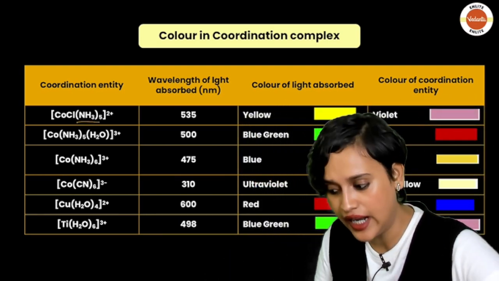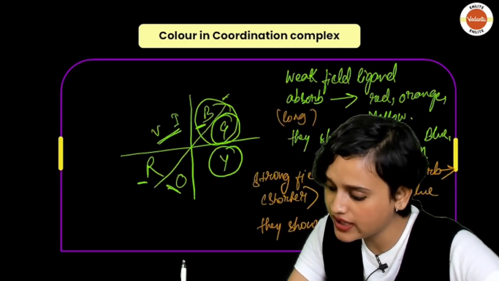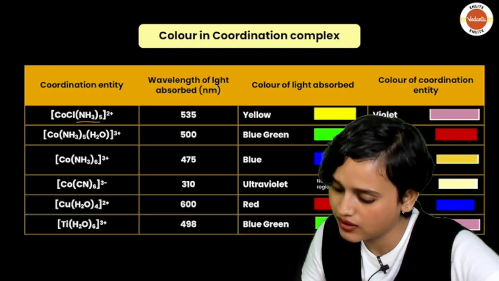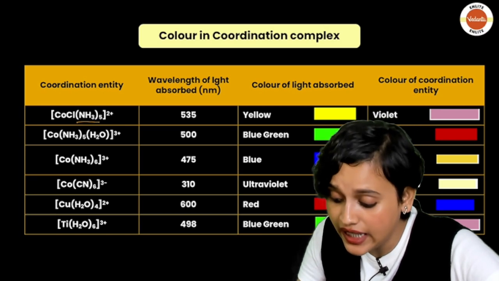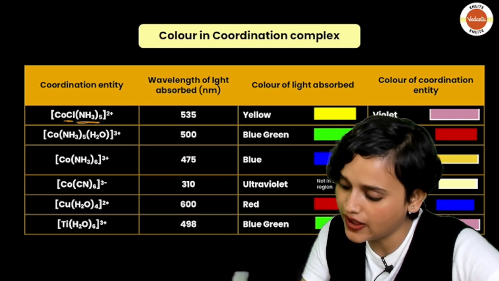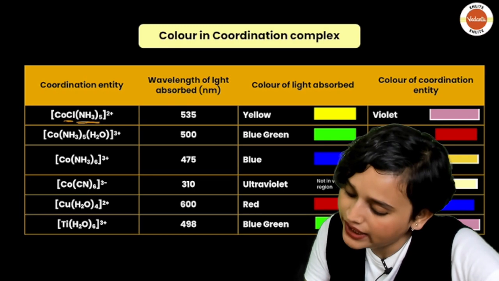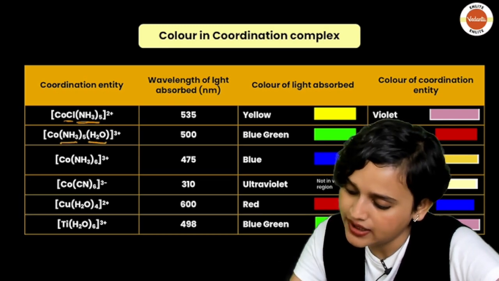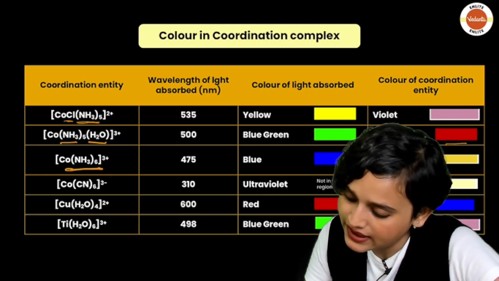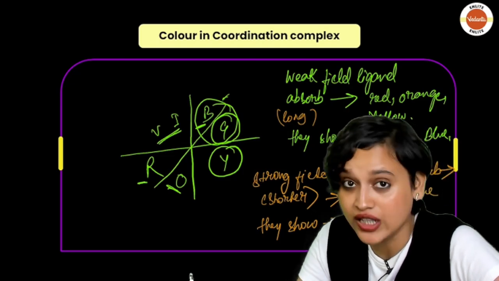NH3 is a strong field ligand. NH3 will absorb, check it out. CoCl(NH3)5 is there, so it absorbs yellow, shows violet. But here, see, Co(NH3)5(H2O) is absorbing blue-green and it is showing red color. Co(NH3)6, see what is it absorbing? It is absorbing blue color, showing yellow-orange. This is what we read, right?